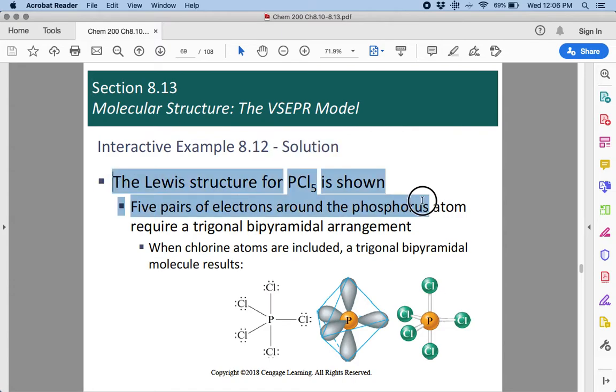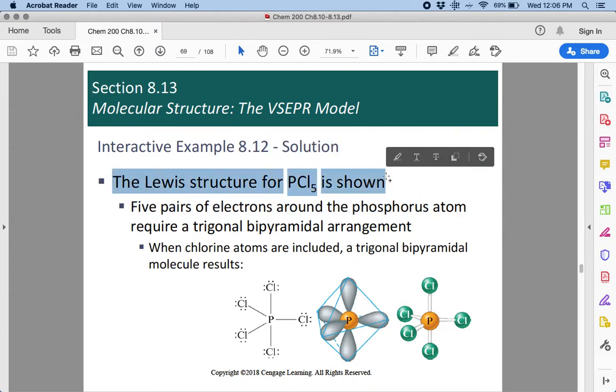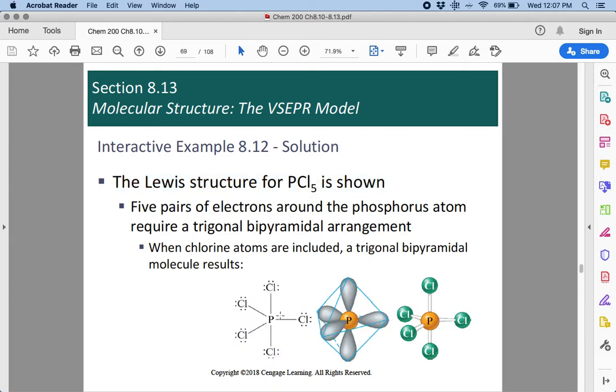The first thing we always need to do is draw the Lewis structure. So we'll start with PCl5, and we'll draw the Lewis structure of PCl5. Once we have our correct Lewis structure, we're going to determine how many electronic groups are around this central atom. I count 1, 2, 3, 4, 5. There are 5 electronic groups around here. So we know when there are 5 electronic groups that the electronic geometry would be trigonal bipyramidal. Now, because none of these electronic groups are lone pairs, the molecular geometry is also trigonal bipyramidal.